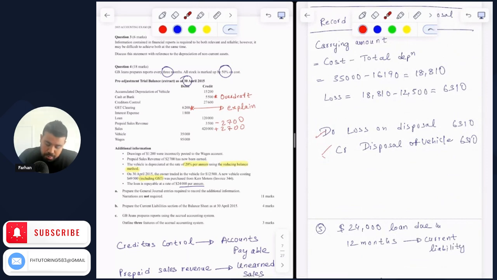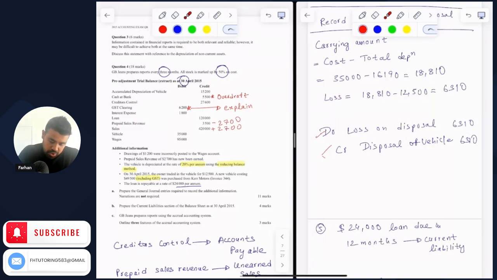Before we start part B, which is to prepare the current liability section of the balance sheet, let's look into the last point, which says the loan is repayable at a rate of $24,000 per annum. Okay, so the pre-adjustment trial balance includes a loan of $120,000, obviously on the credit side. Loan is a liability, and by default, all liabilities are credited. And we know within the next 12 months, we will repay $24,000.